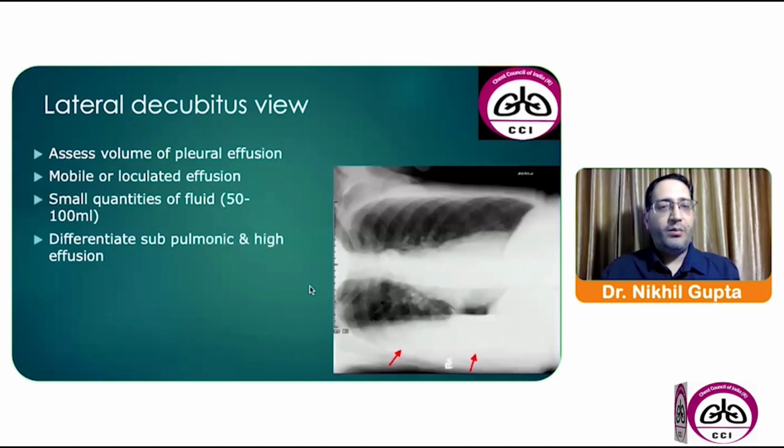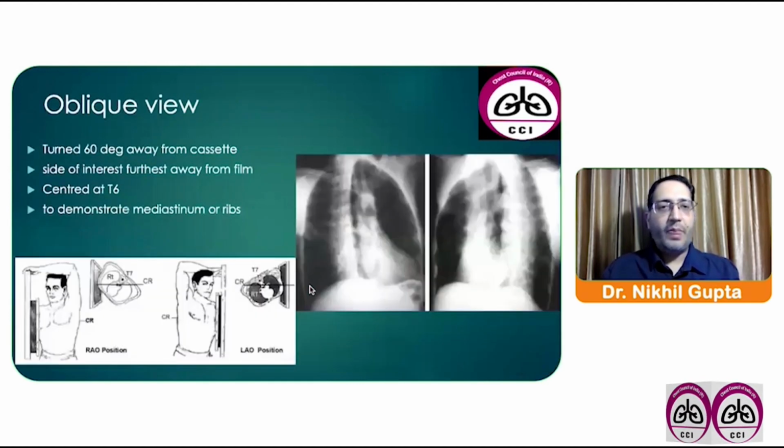The lateral decubitus view is used to assess the volume of pleural effusion, mobile or loculated effusion, and small quantities of fluid, that is from 50 to 100 ml, and to differentiate between subpulmonic and high effusion. However, it has now been largely replaced by ultrasound and CT scans. In this, the side of interest should be touching the table and X-rays are passed tangentially.